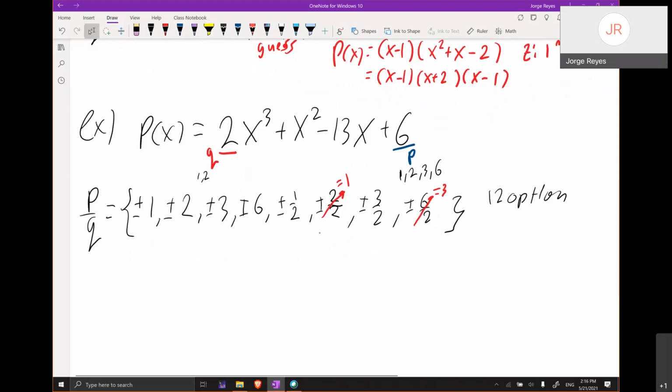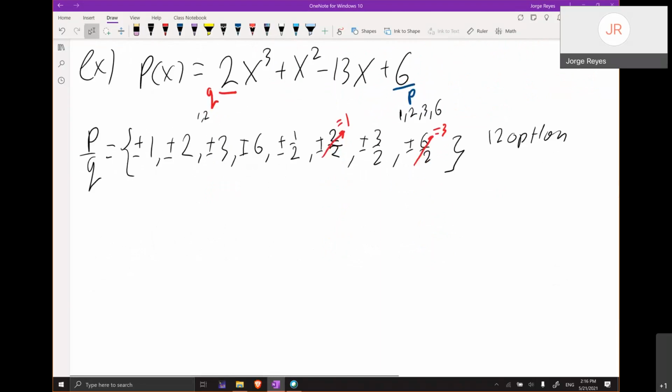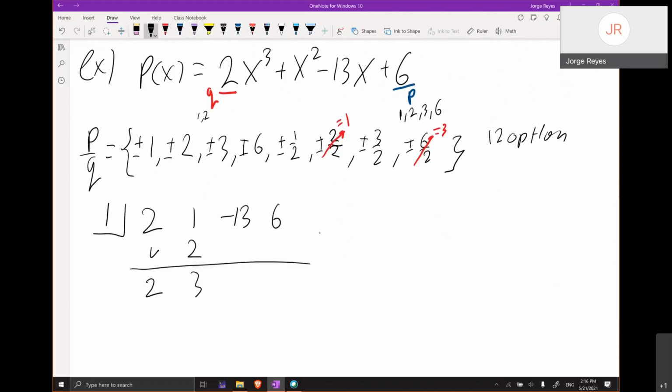So just start guessing. Really, from here, there's not much you can do, okay? So I'm going to guess 1 because I always guess 1. So 2, 1, minus 13, 6. 2, 2, 3, 3, negative 10, negative 10, negative 4. So 1 is not a 0, okay?